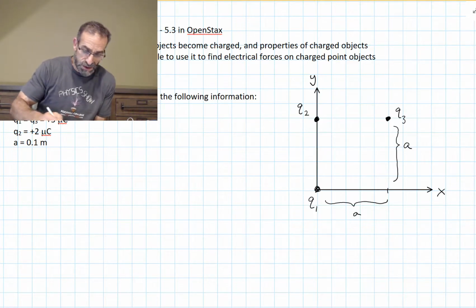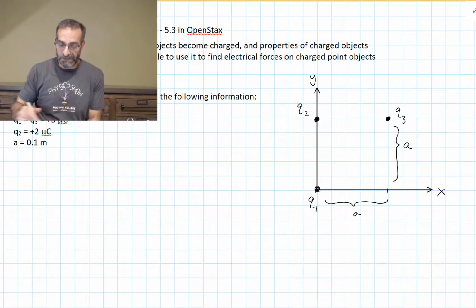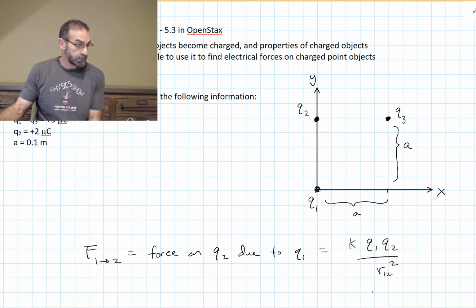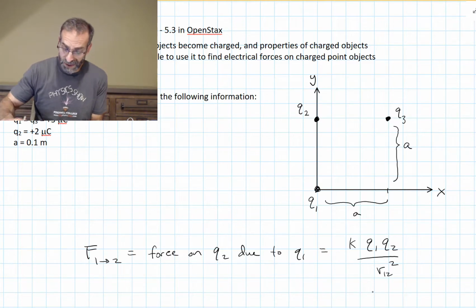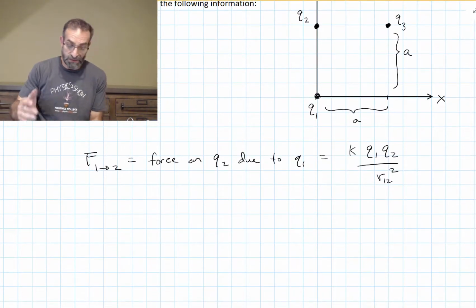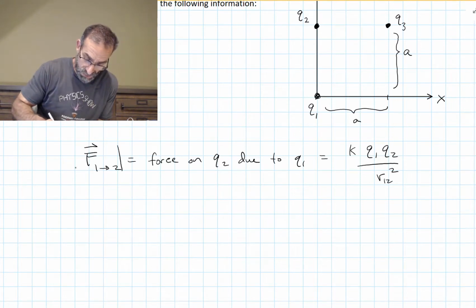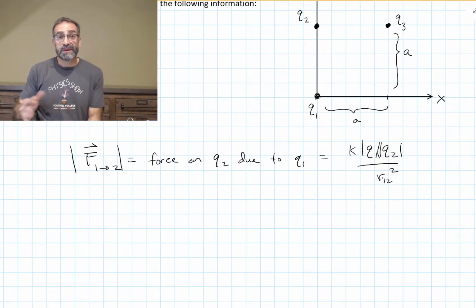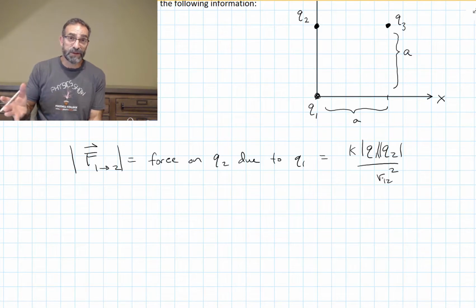So let's take a look at the force on Q2 due to Q1. Force 1 on 2. The force on Q2 due to Q1 is K times the charge of Q1 times the charge of Q2 divided by the distance between them squared. We'll plug in some numbers. Now, if I'm just looking for the magnitude of this force, I would just use the magnitude of Q1 and the magnitude of Q2. Those could be positive or negative. In this case, all of our charges are positive.